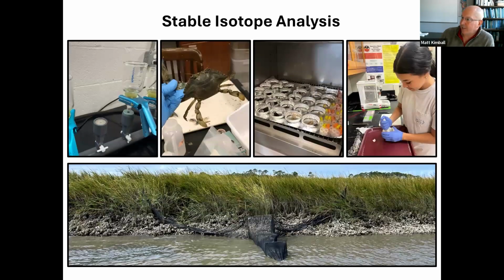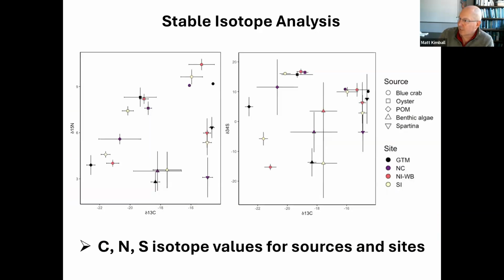So our second developing method was stable isotope analysis. We used the nekton samples from our direct capture collections and investigated food web structure. We used the dried muscle tissue for these, and we focused on a few consumers and a few basal resources. For our basal resources, we had three: Spartina, benthic algae, and particulate organic matter. And we had 5 consumers, but I'm only showing 2 here, blue crabs and oysters.